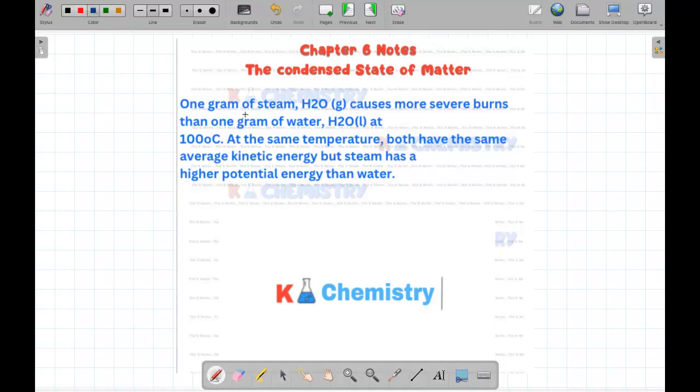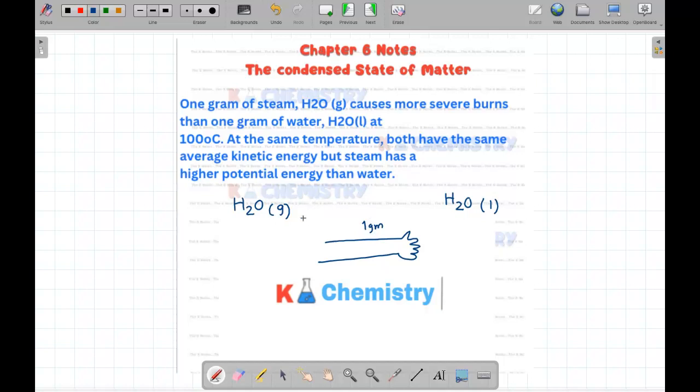So let's reply to a question which asks us: I have 1 gram of water in the form of steam, so the water as a gas, hot water, and I have 1 gram of water which is in the liquid form. The question is telling me that 1 gram of steam causes more severe burns than 1 gram of water. So if you just put 1 gram of water on your hand, it will do nothing. Even if it is hot water, it will do nothing.